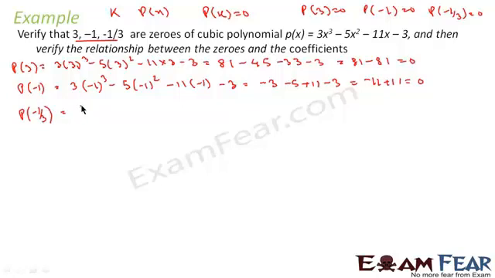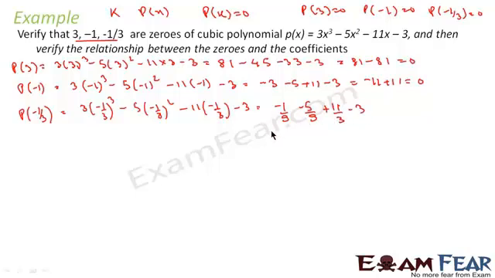Similarly, we have to find p(minus 1 by 3). That comes out to be 3 times minus 1 by 3 cube minus 5 times minus 1 by 3 square minus 11 into minus 1 by 3 minus 3. That is nothing but minus 1 by 9 minus 5 by 9 plus 11 by 3 minus 3. Correct? And this comes out to be minus 6 by 9 minus 3 plus 11 by 3.